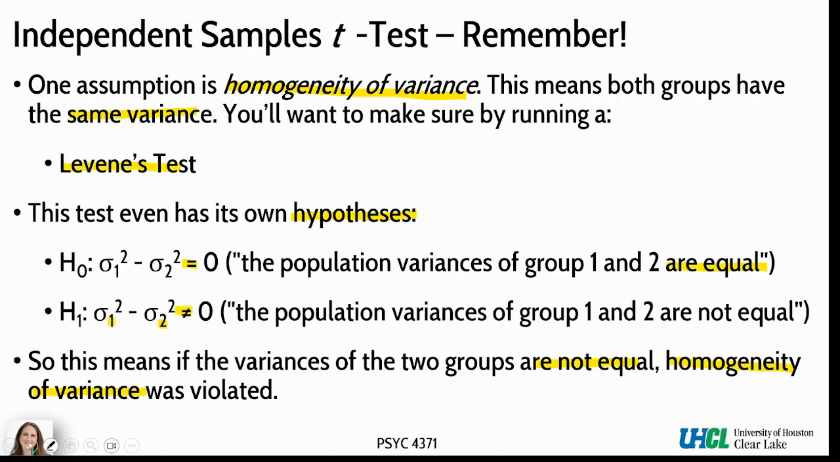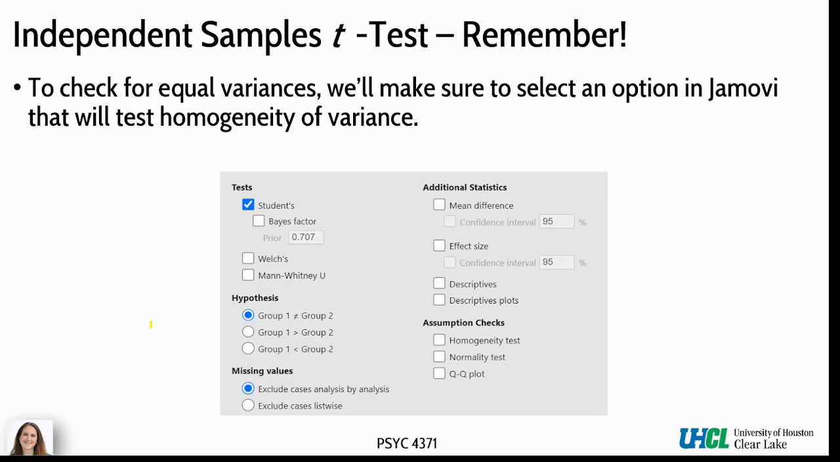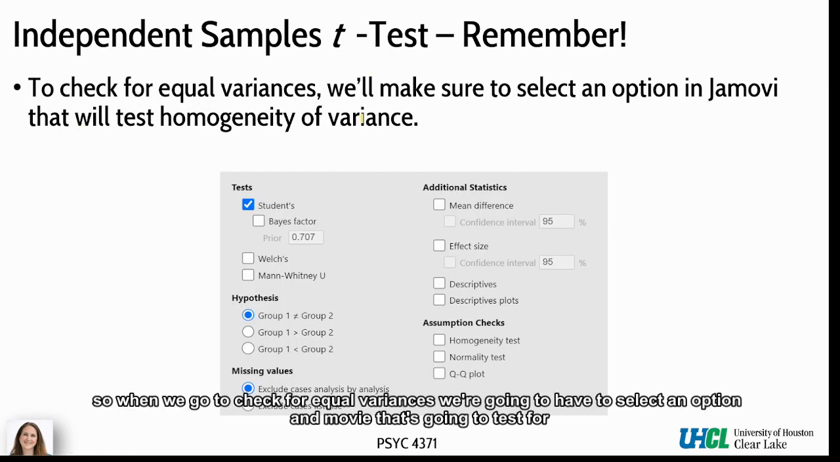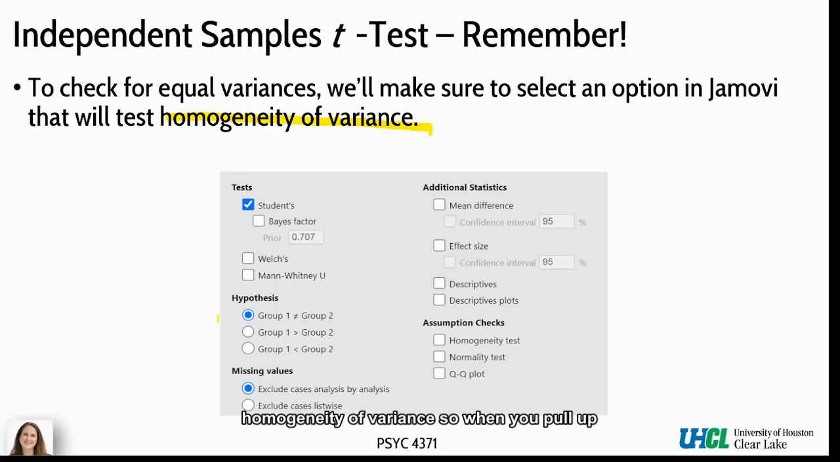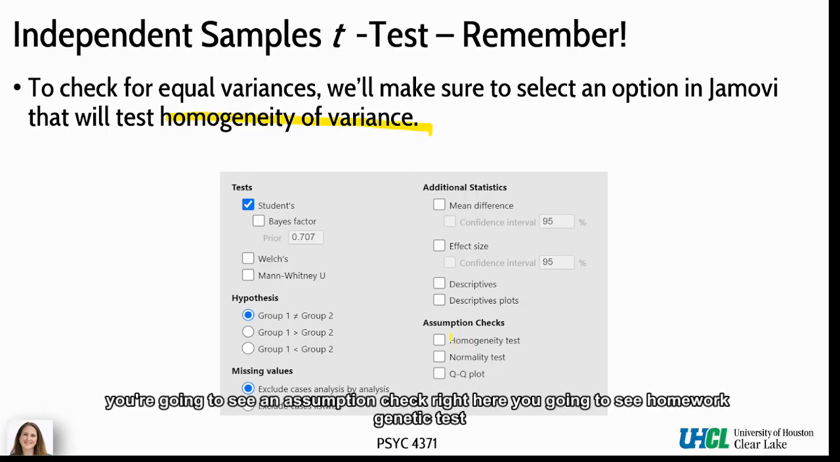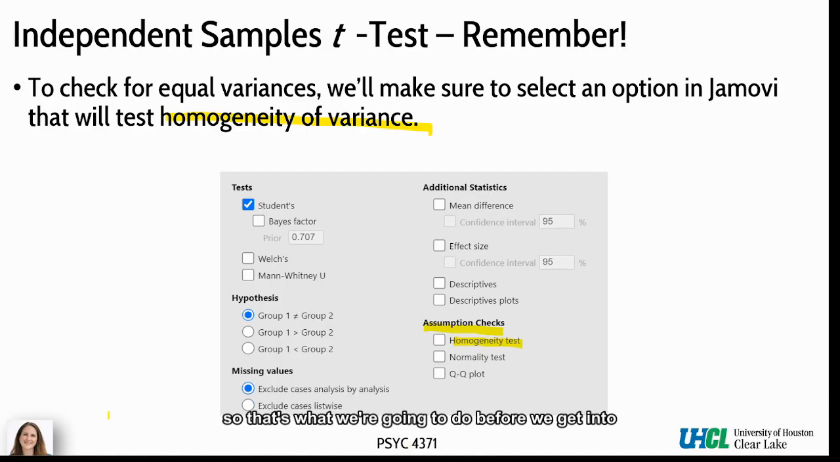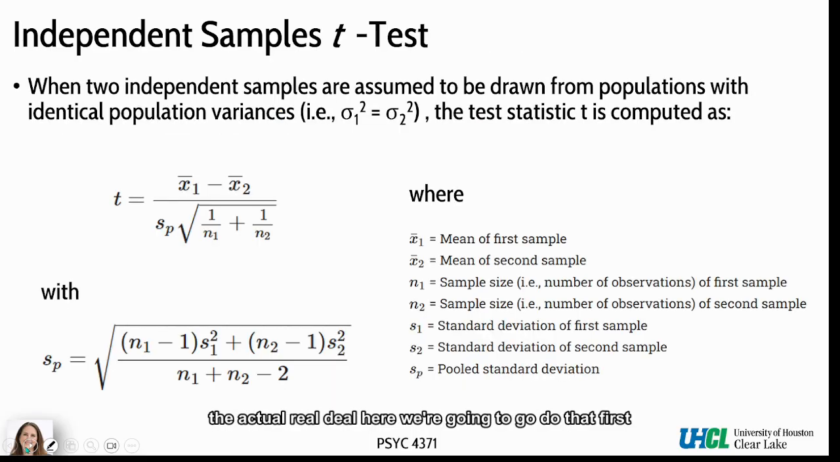So let's see how this would look when you run it in Jamovi. When we check for equal variances, we're going to have to select an option in Jamovi that tests for homogeneity of variance. When you pull up your t-test menu, you're going to see an assumption check right here. You're going to see homogeneity test. So that's what we're going to do first, before we get into the actual real deal here.